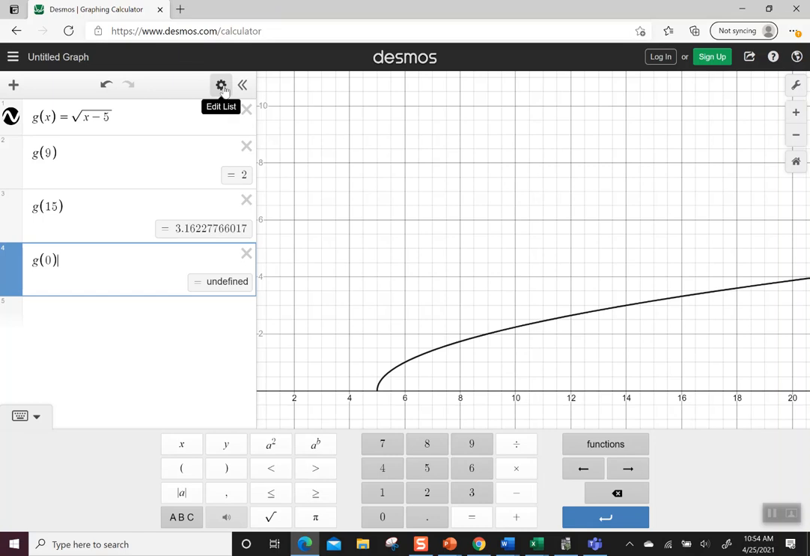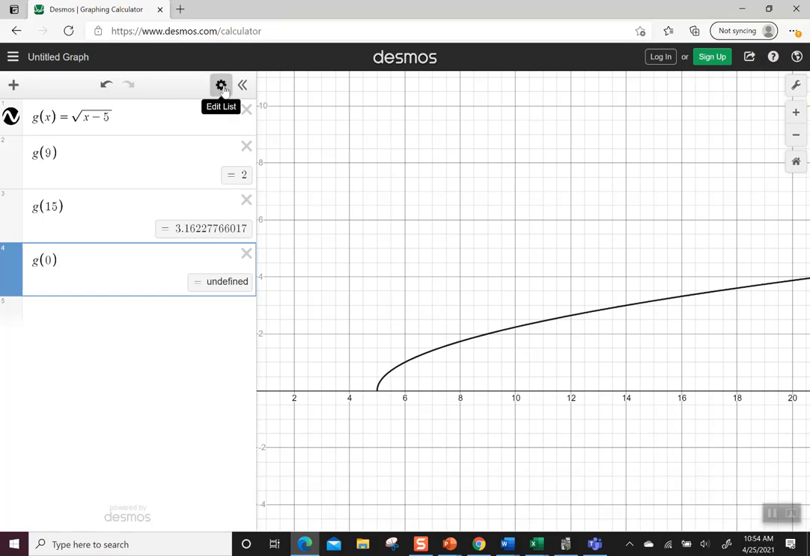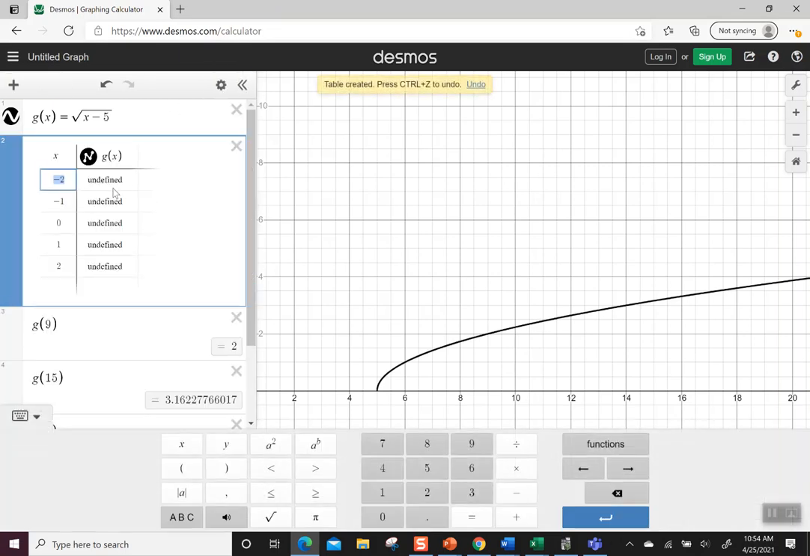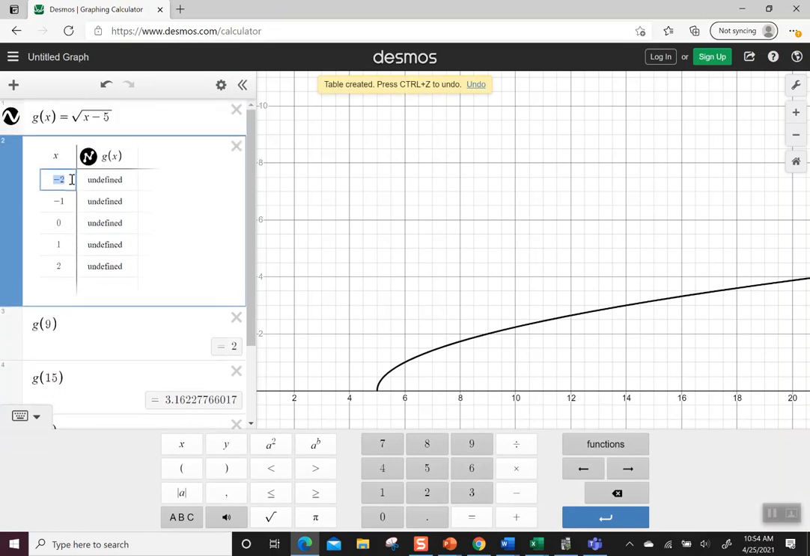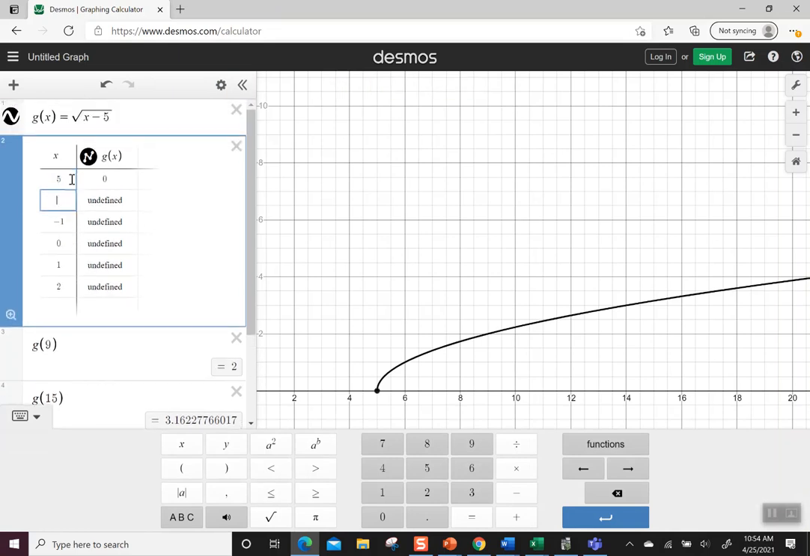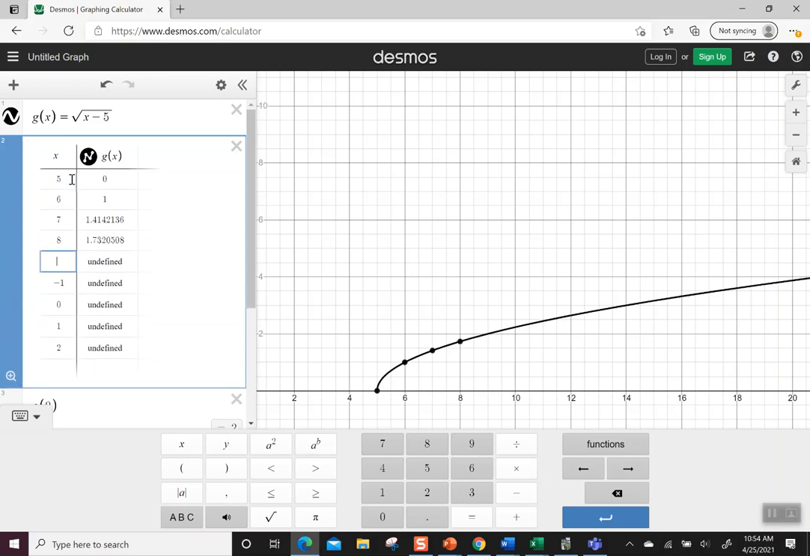Let's one more time change over and make a table. Notice those first couple of values were undefined, so we would want to put in bigger numbers like 5, 6, 7, 8, 9, 10, and then we can start seeing those points pop up on the screen.